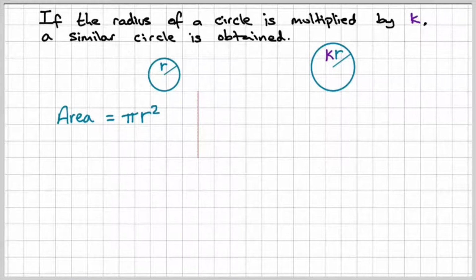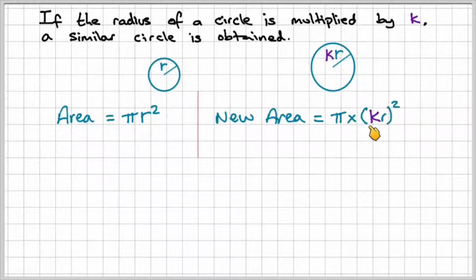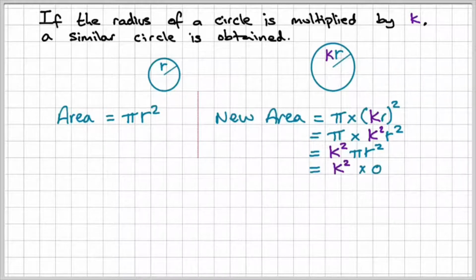Now, the area for the original circle is pi r squared. The new area is going to be pi times kr squared. Now we can separate the k and the r by saying k squared r squared. And we can further rewrite this by saying k squared times pi r squared. And yeah, you may have guessed it, that's k squared times the old area. So the original area, pi r squared, and then we multiply that by the scale factor squared to get the new area.